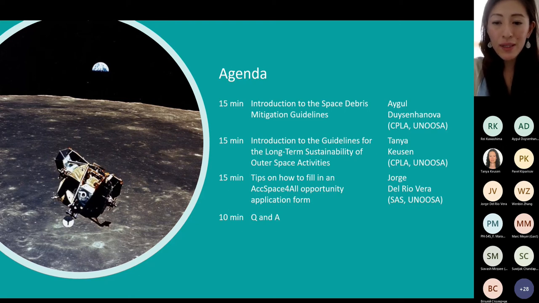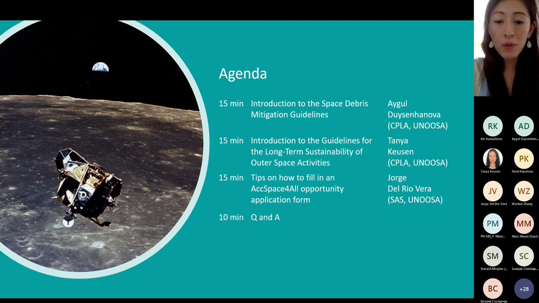But what are these guidelines? What do you need to know about them, and how can applicants of Access to Space for All fill in the application form to show that they understand these guidelines? The objective of this webinar is really to provide you with overall information on these two important guidelines, which I believe will be interesting to a broader audience.